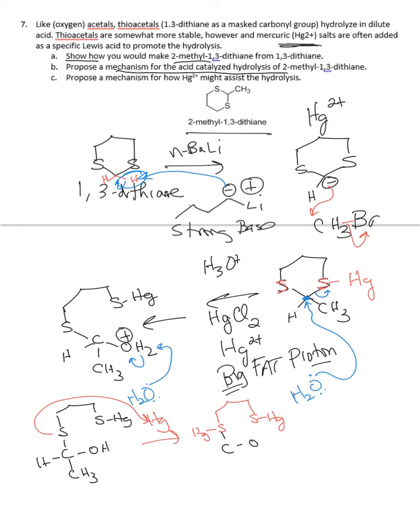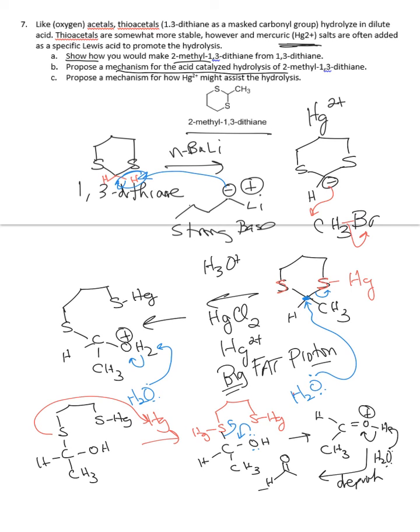And then it's a matter of this leaving. So these lone pairs then can push the sulfur to leave, and you get something that looks like this. And then you're going to have to get deprotonation with water to give you a neutral acetaldehyde. Propose a mechanism for how mercury might assist the hydrolysis, and that's pretty much it.